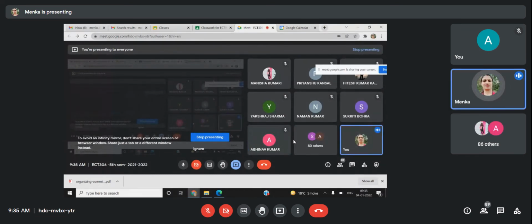So, Naman Kumar, what is the primary goal, Naman? Sukriti Vora. Ma'am, in case of sequential circuit, we have to find the value of the feedback input.